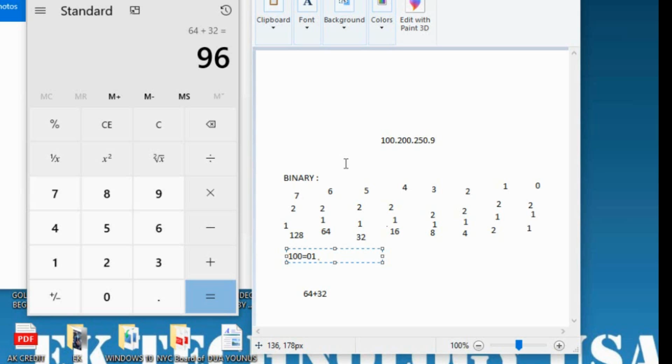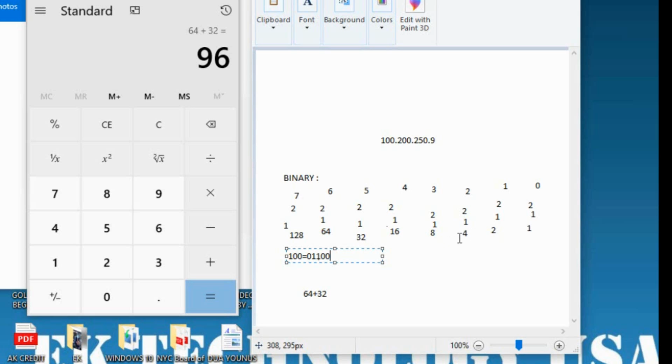So 64 is one on bit, and 32 has one other bit. 16 we don't take, because if we add 16, 96 will exceed 100, so we have to put an off bit. Then 8 is still an off bit, because if we add 8 to 96 it still exceeds 100.